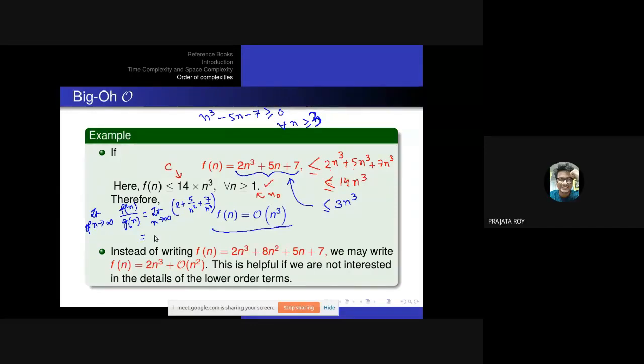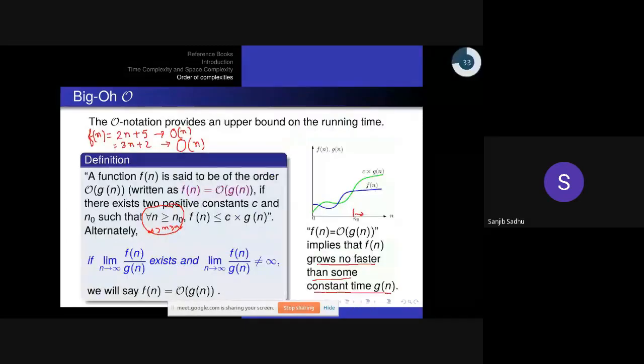The answer is, the limiting value as n tends to infinity is 2. Only 2. So you see, by this definition, it is not equal to infinite. It exists, yes. So Fn is big O of Gn.